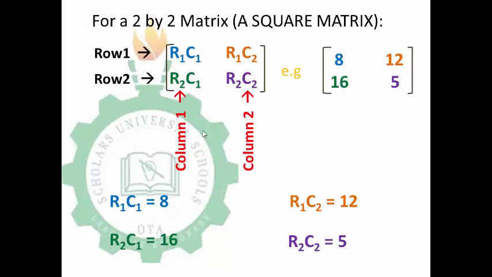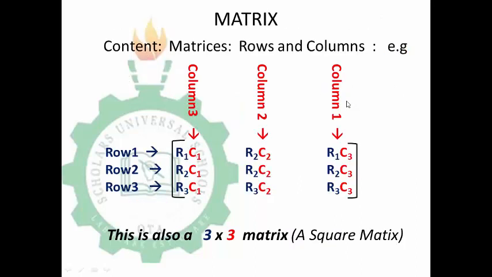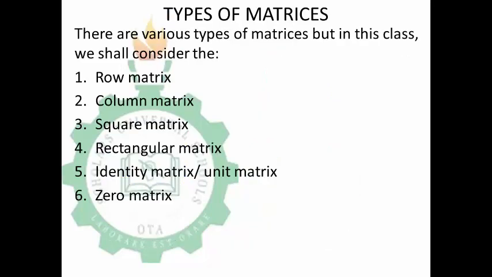Don't forget that we call this a square matrix because we have an equal number of numbers at the row and an equal number of numbers at the column. We have equal number of rows, equal number of columns. We have 1, 2, 3 numbers at the row. We have 1, 2, 3 numbers in every column. So once the row is equal to the column, then you call it a square matrix.